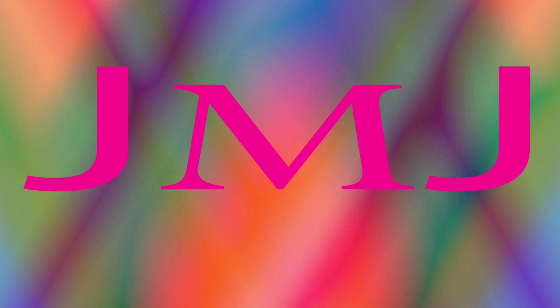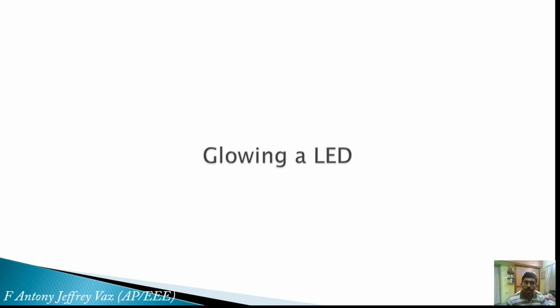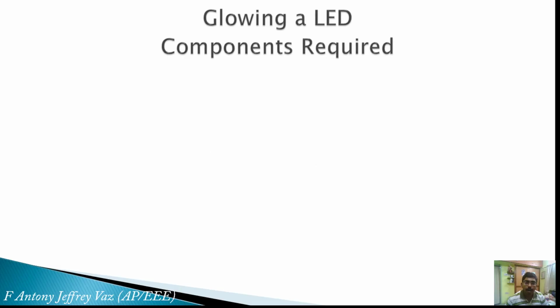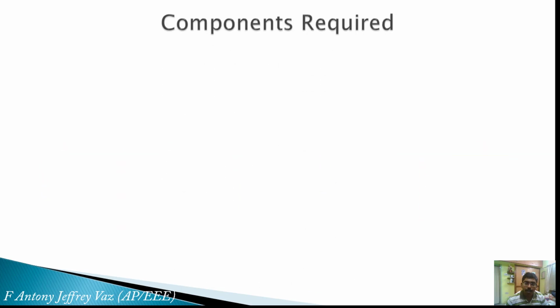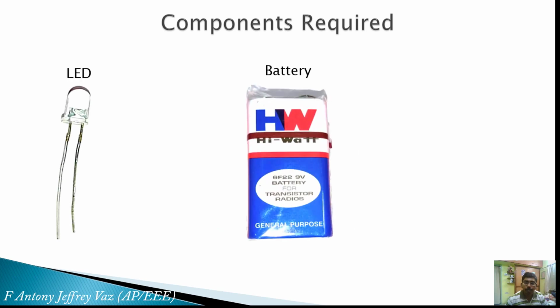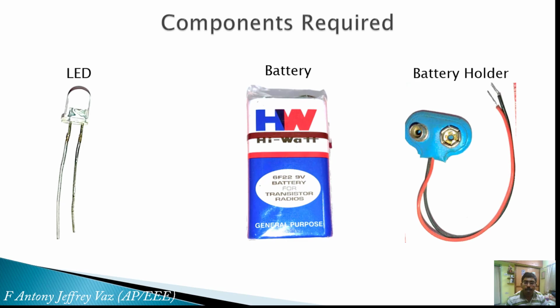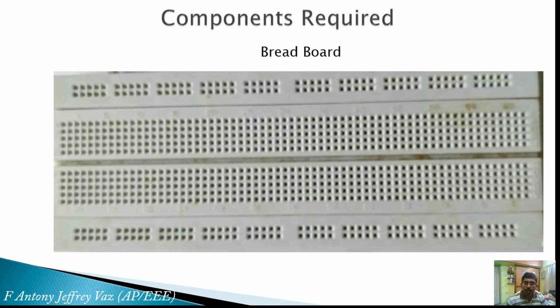Today we are going to see how to glow an LED and why we need a resistor to glow an LED. To glow an LED, we need the following components. First one is a resistor of 470 ohm, another resistor of 1 kilo ohm, and another resistor of 10 kilo ohm, and an LED, a battery of 9 volt and a battery holder, a breadboard.